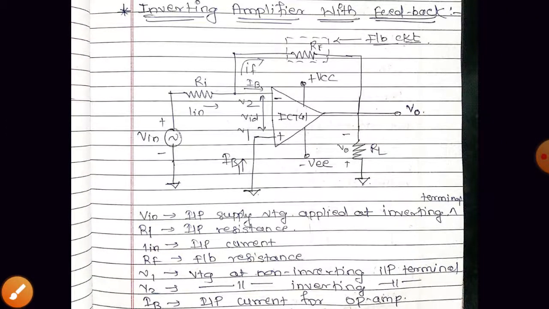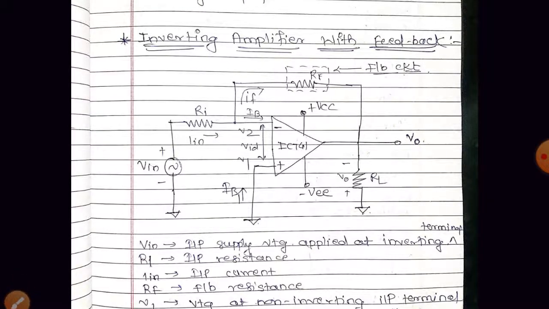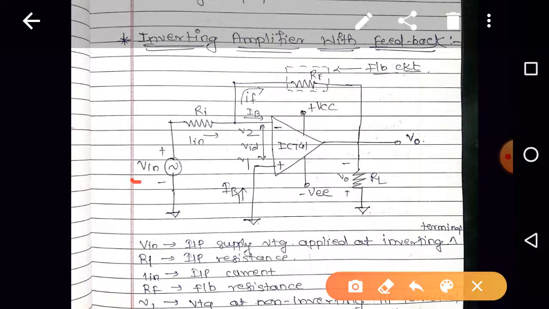Once again, the diagram for the inverting amplifier with op amp. Here we apply the power source, that is V in, at the inverting input terminal. So it is an inverting amplifier with feedback.